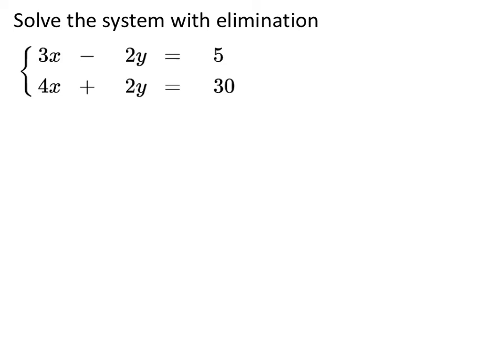Okay, one's a positive 2 in the second equation, and then the other one's a negative 2. So now, when I go to add these 2 equations, right, I've got 3x plus 4x, which would give me 7x's. And I've got negative 2y plus 2y, which, again, eliminates those.